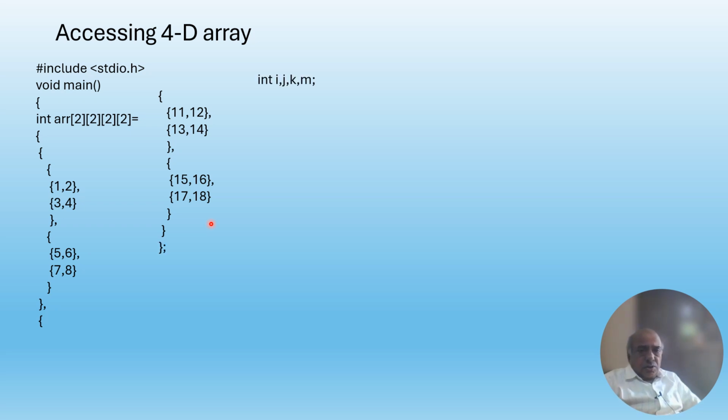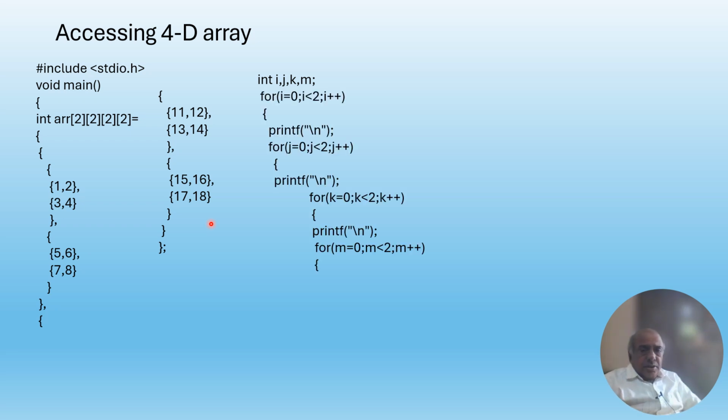Then we have declared 4 int variables i, j, k and m, and by employing nested for loops we can access the 4D array elements. Now this is the outermost loop, for i equal to 0, i less than 2, i plus plus. Then there is another loop nested in the first i loop, which is j equal to 0, j less than 2, j plus plus. Then the third for loop, which is the k loop, for k equal to 0, k less than 2, k plus plus. And this is the final innermost for loop, which will display with a printf statement the elements of the 4D array.